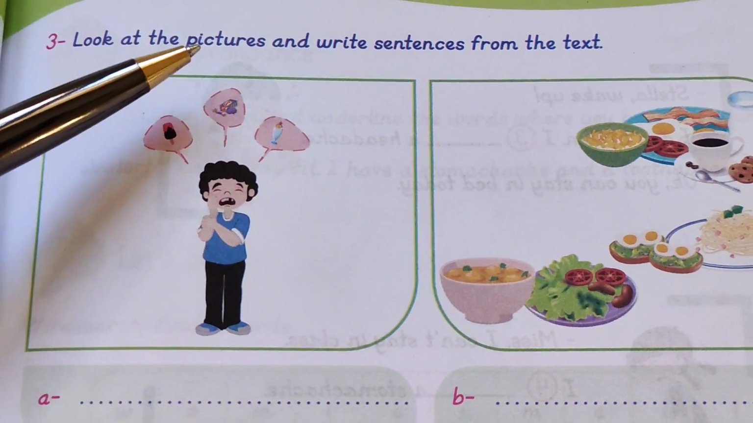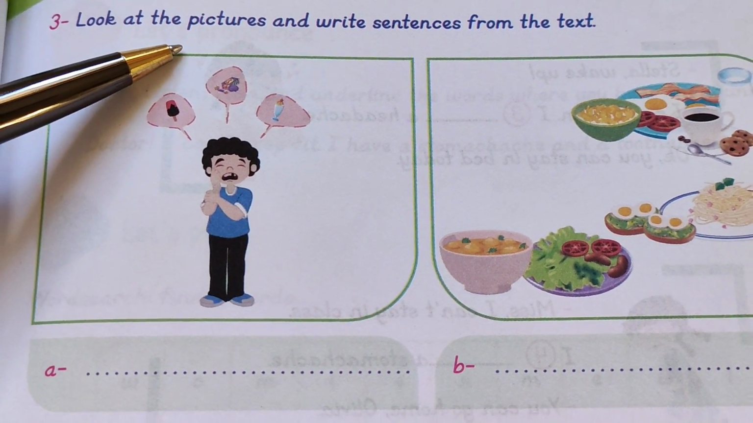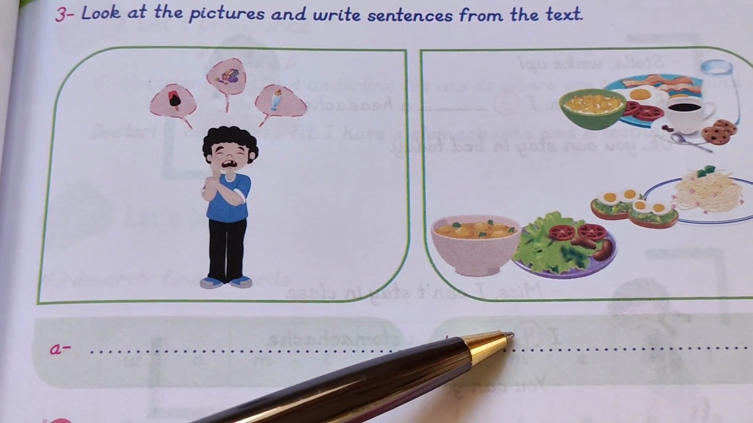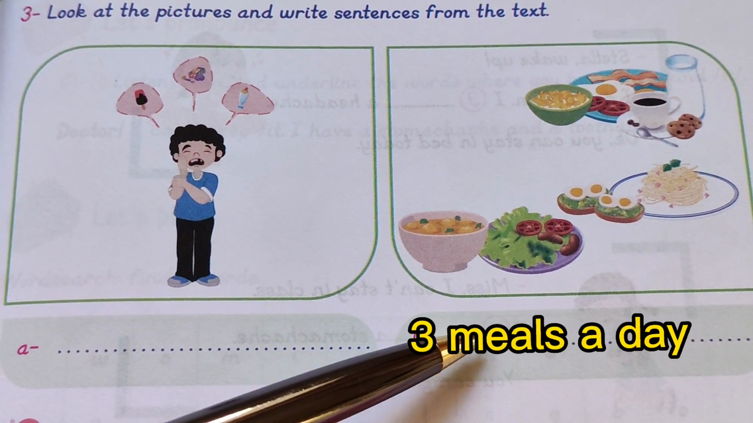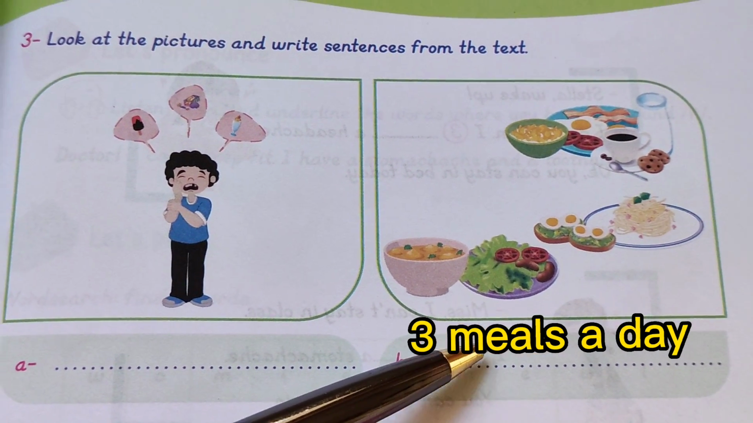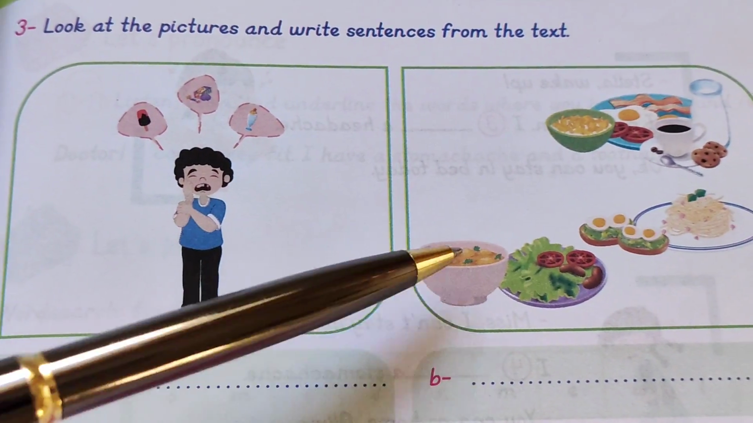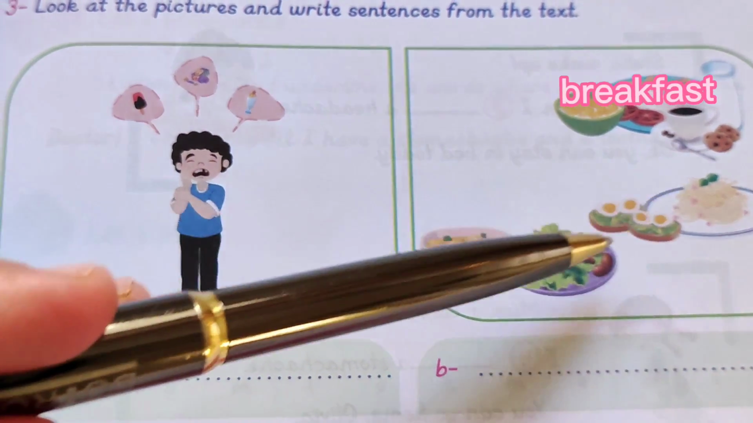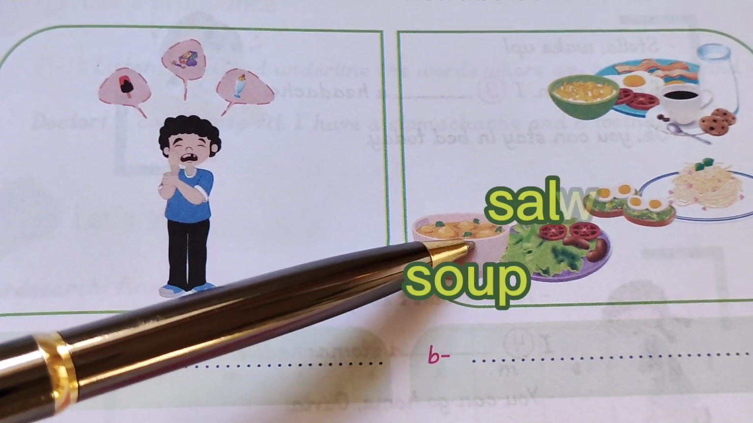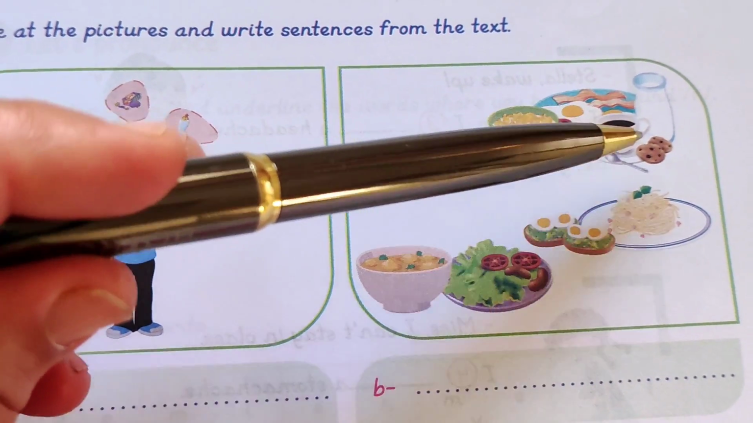Number three. Look at the pictures and write sentences from the text. A. What is it? It's fast food. B. What is it? Three meals a day. We have 3 meals: breakfast, lunch and dinner. In dinner we always have soup and salad, and at breakfast we have milk, eggs, coffee, cookies.